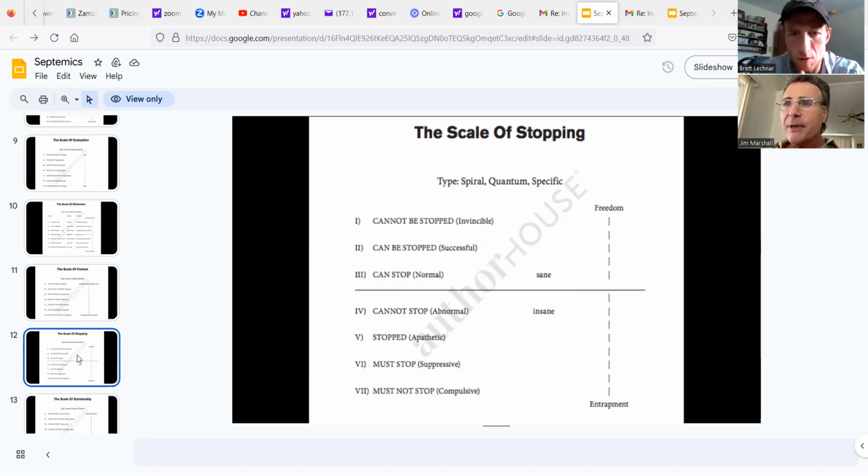Now, let me point out in the middle, there's this line that separates the two, sane and insane. This is a very distinct line. A sane person is either at level one, two, or three. An insane person is either at level four, five, six, or seven. And I'll show you what I mean.